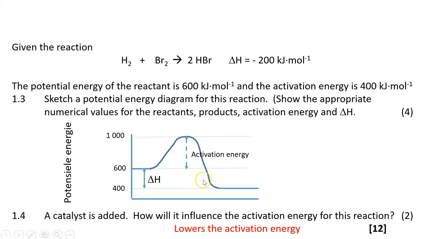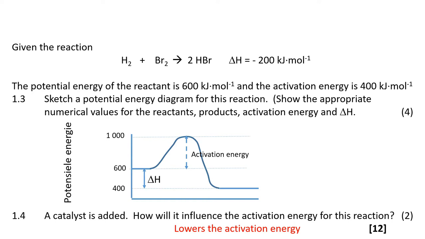This one you kind of learn. It's the one for the exothermic reaction. And I have delta H, that is the difference between the beginning and the final energy, which I calculated in my previous sum as well. So this is quite a nice graph and a nice easy 4 marks. A catalyst is added. How will it influence activation energy? It lowers the activation energy.